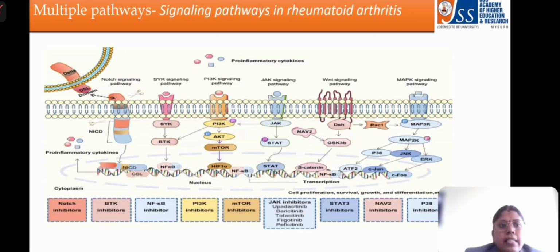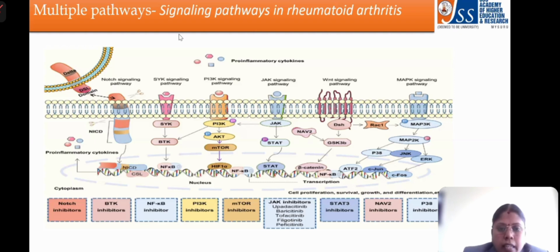So one such example is the multiple pathways involved in rheumatoid arthritis. You can see here, in rheumatoid arthritis, usually the pro-inflammatory cytokines are released during inflammatory conditions, like IL-2, IL-6, TNF alpha. Each and every cytokine regulates a particular pathway.